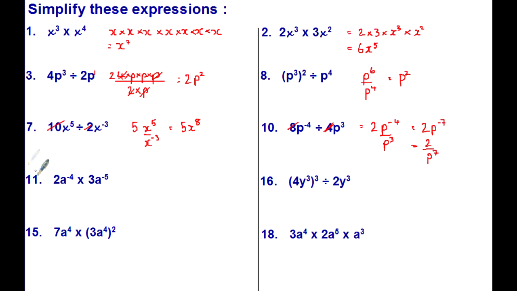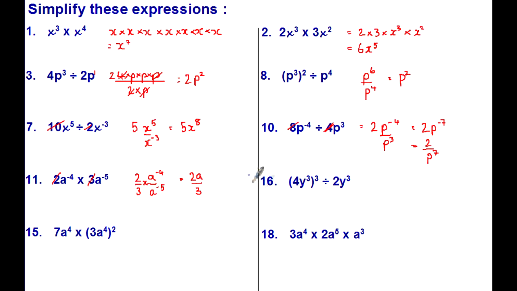Question 11. 2 times 3 is 6, and then we've got a to the minus 4 divided by a to the minus 5. And again, we do this power take away that power, minus 4 take away minus 5 is plus 1. So we get 2a. And then we divide by the 3, 2/3 of a.